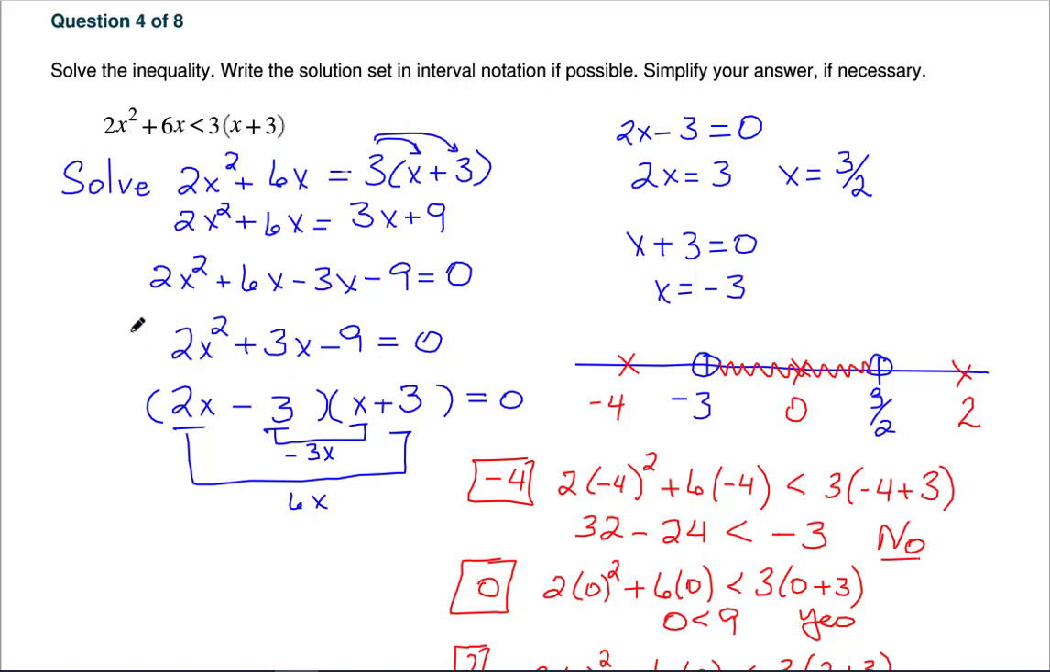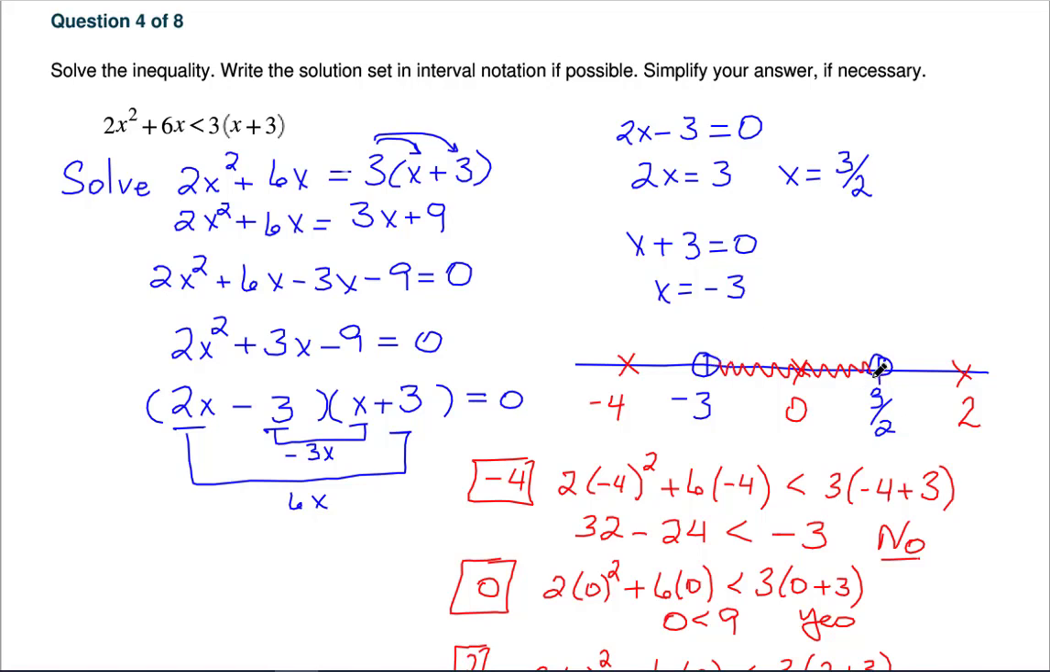Now I need to solve this quadratic. Well, it does factor. Let's see, 2x times x, 2x squared. Minus 3 times 3 is a minus 9. I get a minus 3x, a positive 6x, so I do get a plus 3x in the middle. And now if I set each piece equal to 0, I would get 3/2 and minus 3.